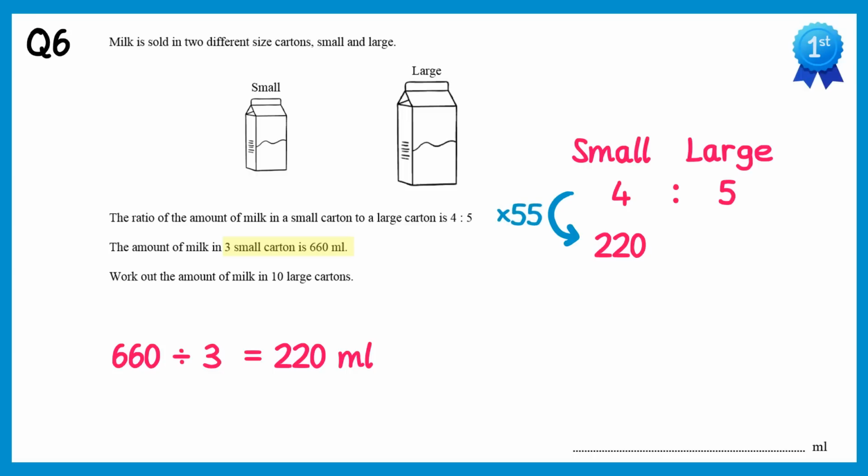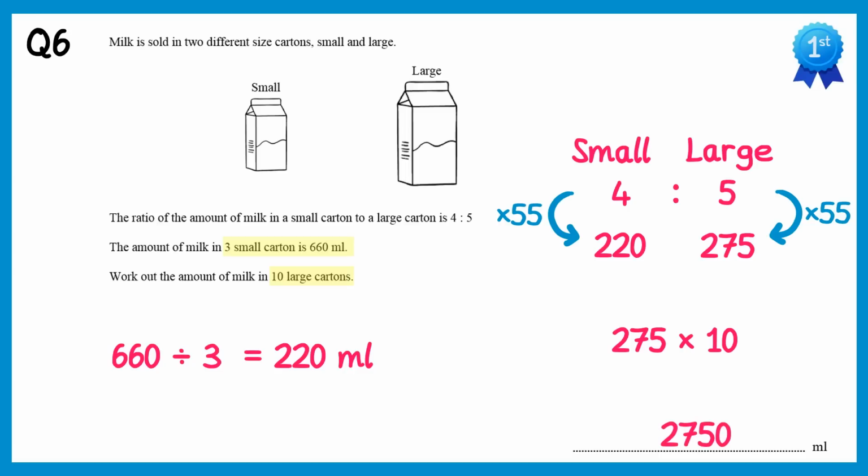So if we do times 55 on the other part of the ratio, 5 times 55 gives you 275. So a large carton must have 275 millilitres. In the question, we were asked for how much milk is in 10 large cartons. So we know 1 is 275, so we do 275 times 10, which gets you 2,750 millilitres.